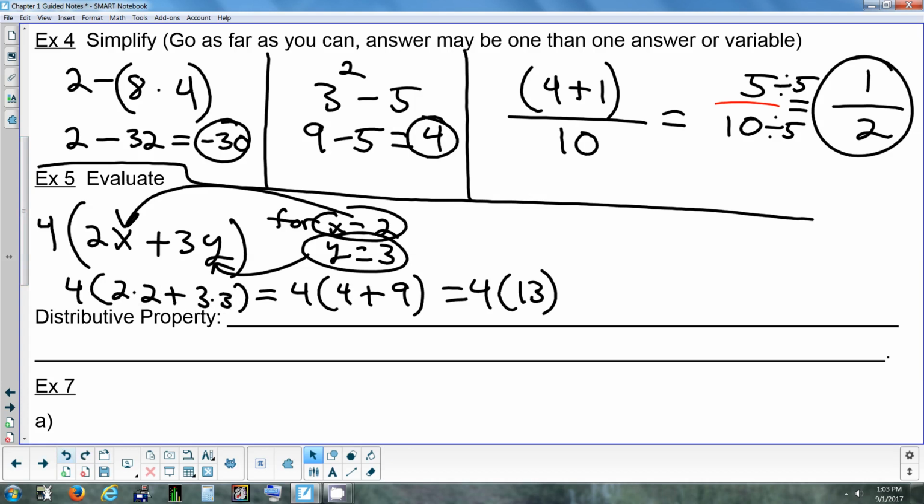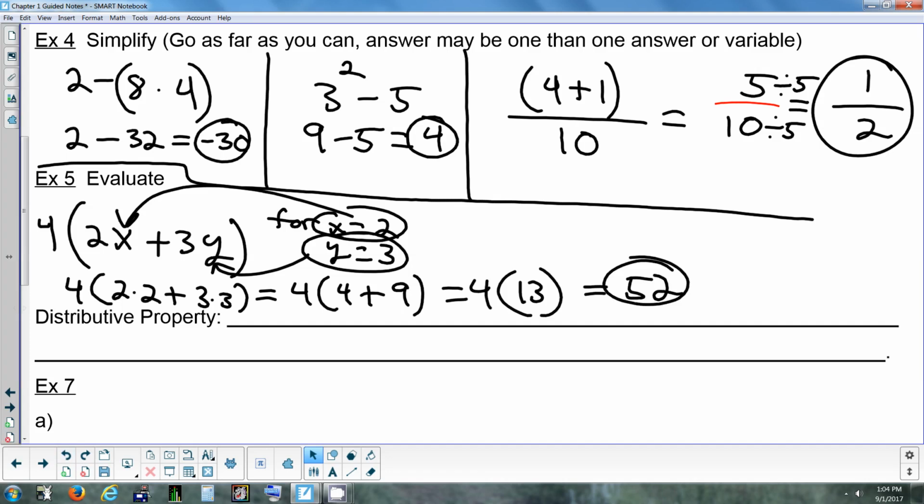Now, I kept the parentheses around the 13 because if I didn't, it just looks like a 4 with a 13 off to the side. That's kind of confusing. So you have to keep the parentheses there, or somehow indicate it's still multiplication. And does anybody know what that would come out to? 4 times 13? Yep. Page? 52. Very good. Okay, so that's an evaluate combined with PEMDAS. Any questions on that?